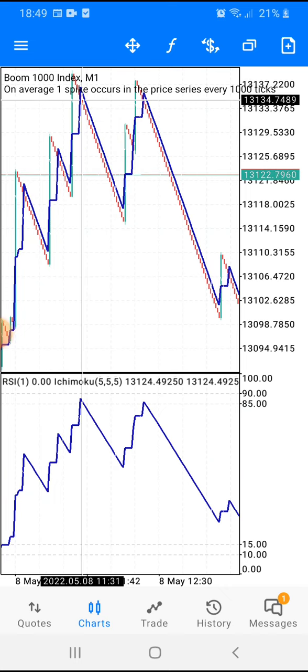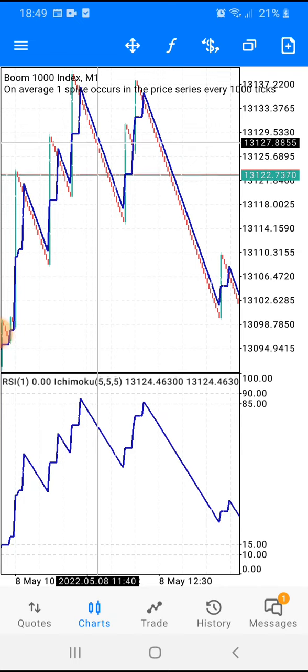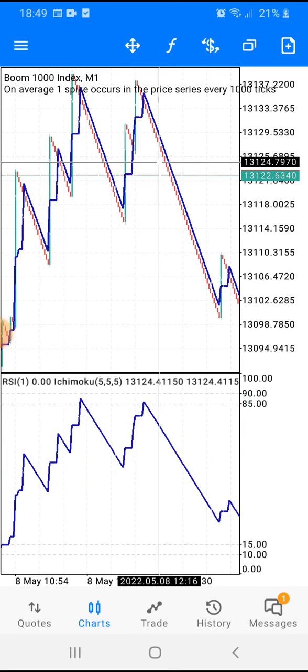So you start to count here. Then you count your 5 candles. 5 candles, 5 minutes, you are done. You close your trade. You shouldn't be too greedy.